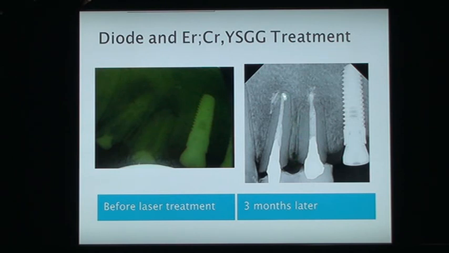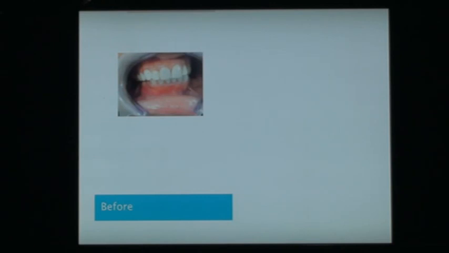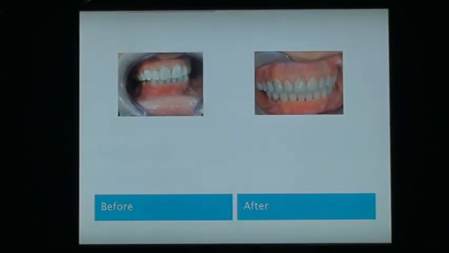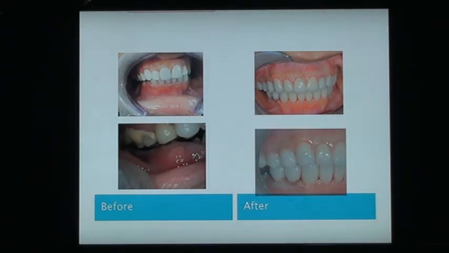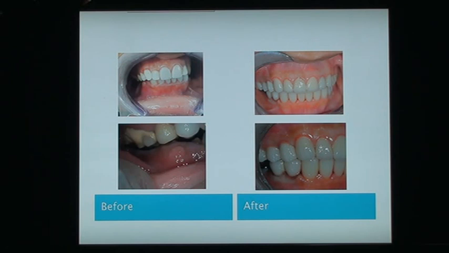Also, I did not damage the wall of the root. I just removed the infected tissue selectively and achieved good bacterial reduction by using two kinds of laser, diode and erbium. We can see the final result now. This is before and this is after. This area before and this is after.